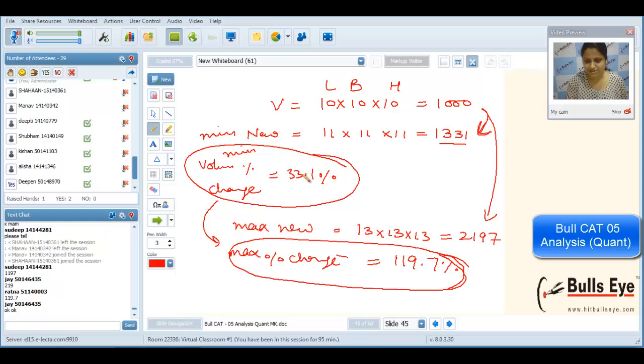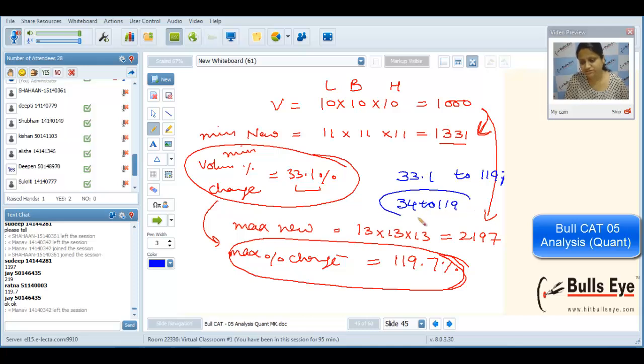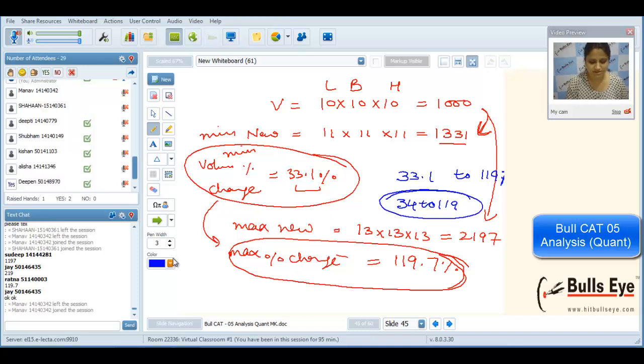Okay, yes. Now, what was the question? If volume is increasing at k%, how many integral values of k are possible? So we will take all the numbers lying in this range, 33.1 to 119.7. How many numbers are possible? They are 34 to 119. These many values are possible for k. That was the catch. Is it okay with you? Yes, let's move further.